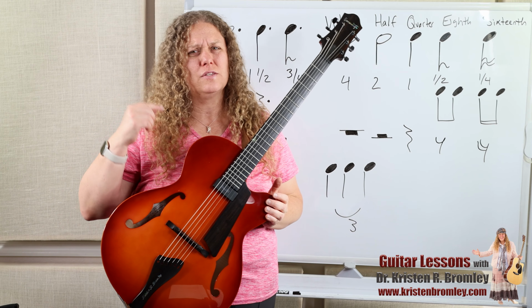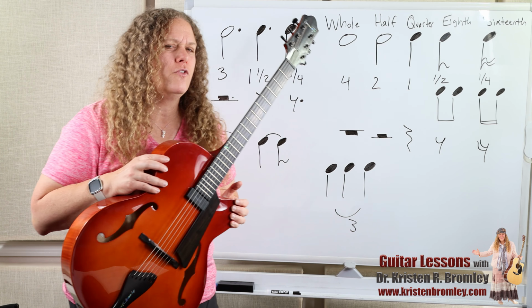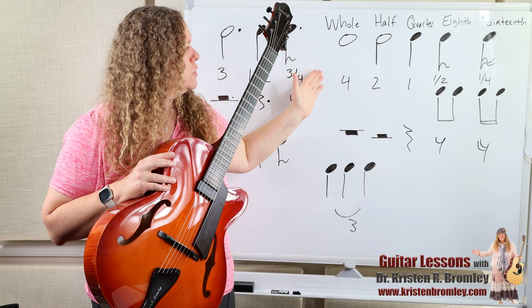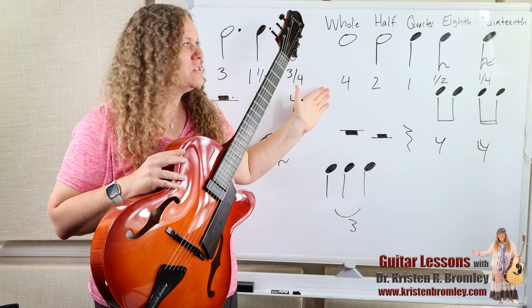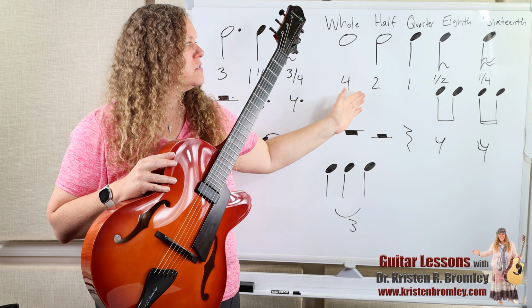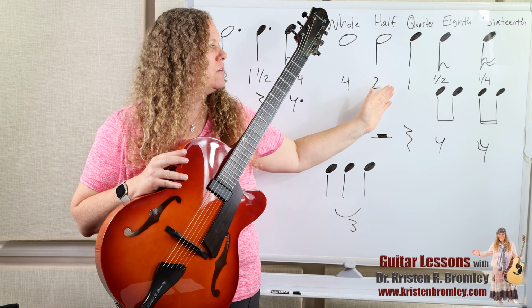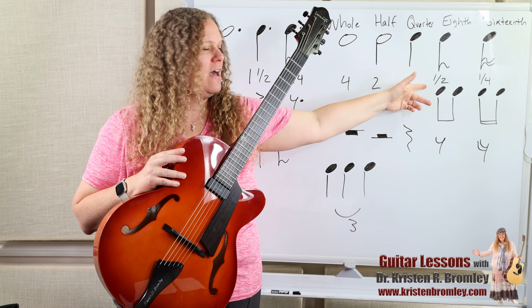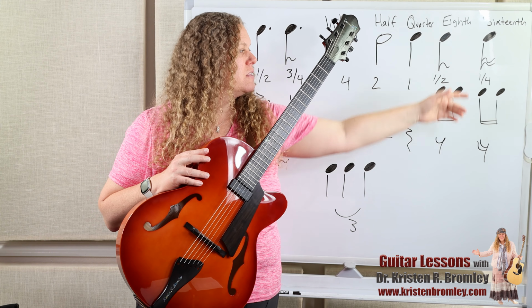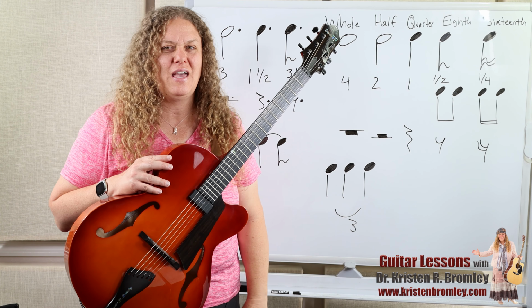So how does this work as far as how long we hold them out for? Well, we're going to give our whole note 4 counts. So that means our half note gets 2 counts, our quarter note gets 1 count, our eighth note then gets a half a count, and our 16th note gets a fourth of a count.